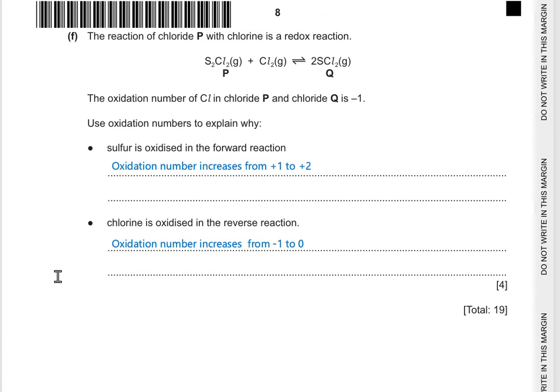The reaction of chloride P with chlorine is a redox reaction. P plus Cl2 equals SCl2, same as the old one. The oxidation number of Cl in chloride P and chloride Q is -1. Use oxidation numbers to explain why sulfur is oxidized in the forward reaction.